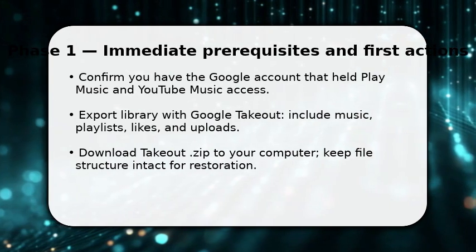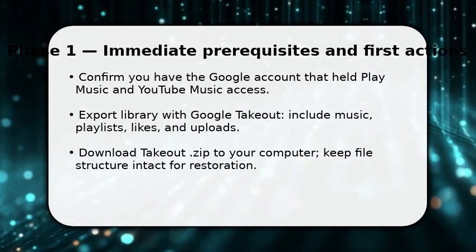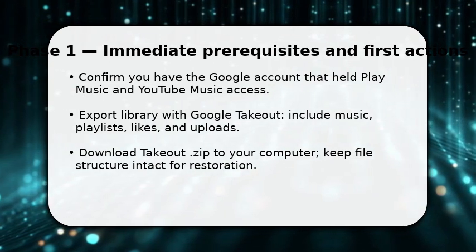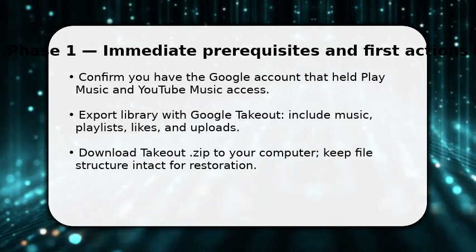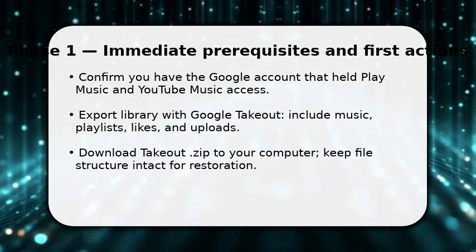Next, open YouTube Music and sign in to the same account. Google provides an automated transfer for many items. If the automated transfer isn't visible, keep the takeout files ready. You'll import tracks manually into an alternative app or into YouTube Music later.